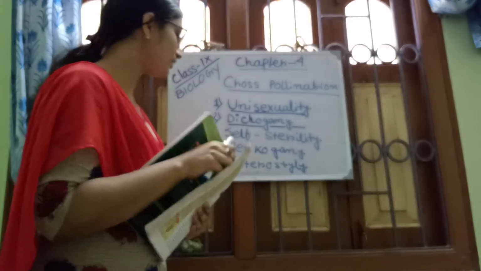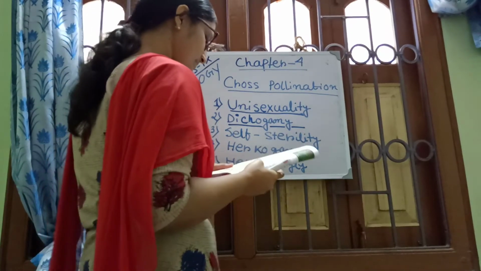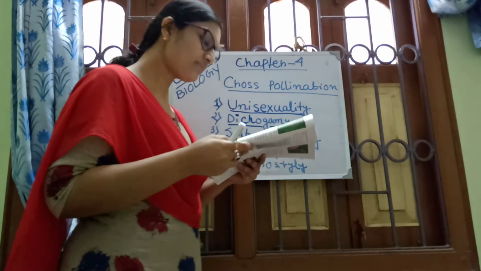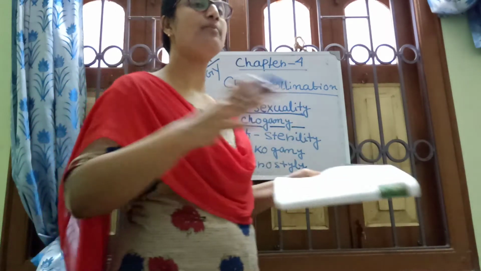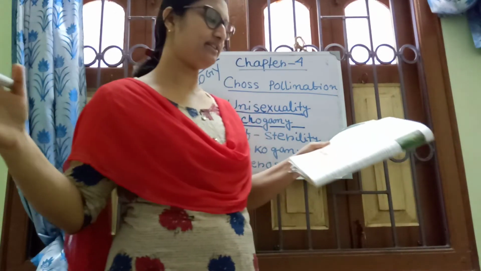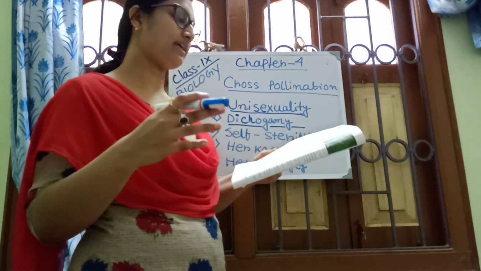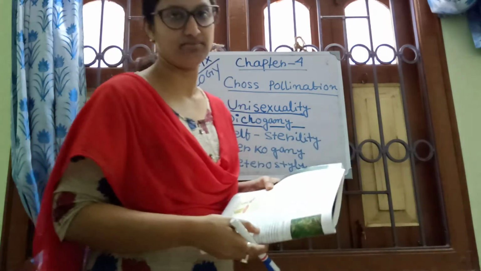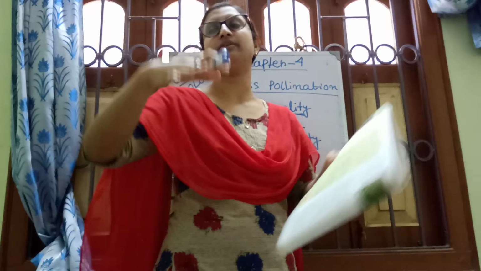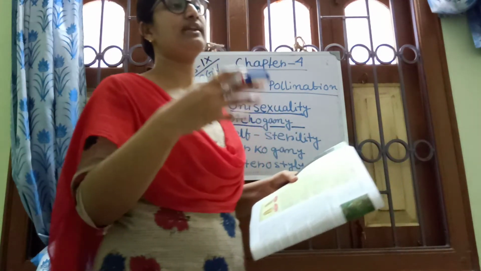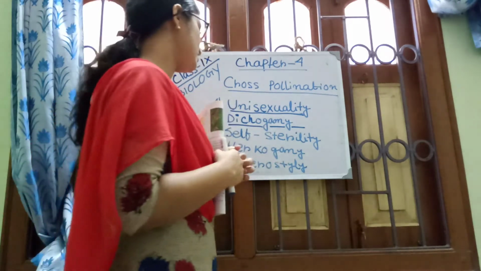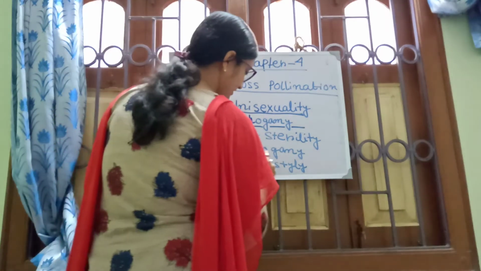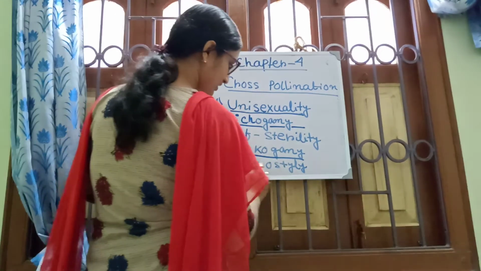And the fourth one, hercogamy. Herco means barrier. In this condition, the anther and stigma are so placed in the flower that the pollen grains from the anthers are unable to reach the stigma. The male reproductive part is placed so that pollen cannot reach the female stigma. This is called hercogamy.